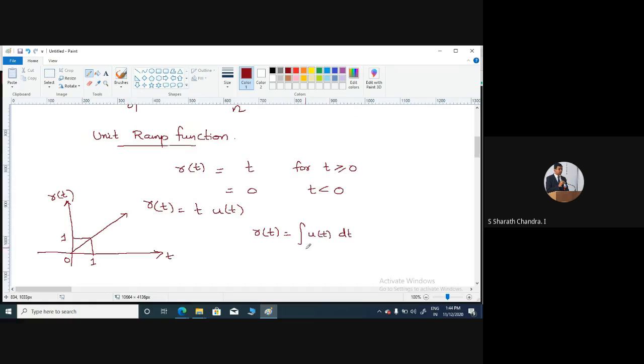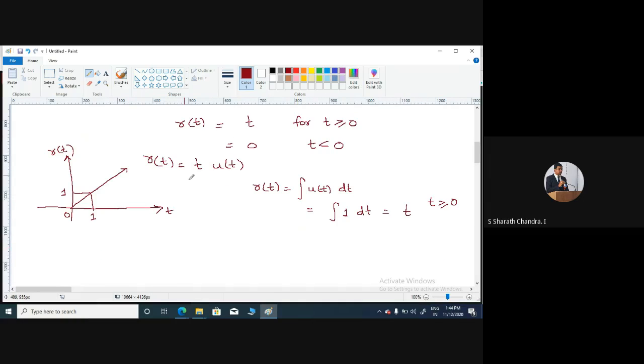When I integrate u of t over 0 to some infinity, we get the integral of 1 dt, which is simply t. This is how you can see that, since u of t exists only for t greater than or equal to 0, r of t also is equal to t for t greater than or equal to 0. In the same lines, you can also write that u of t is equal to the derivative of the ramp signal, that is d by dt of r of t. The differentiation of the ramp signal gives us the unit step function.